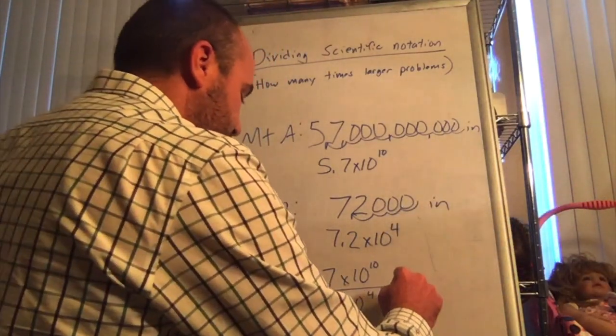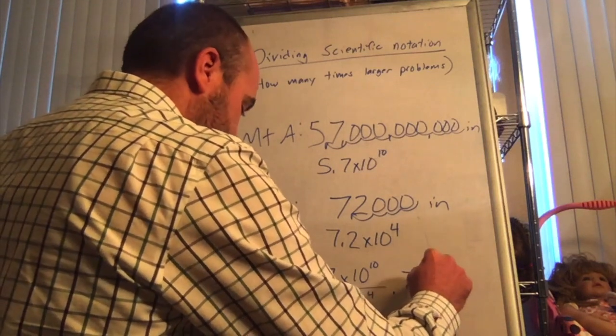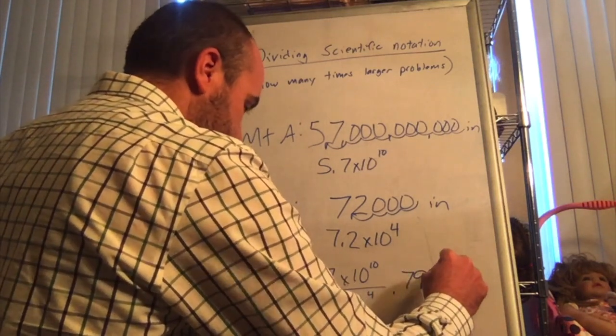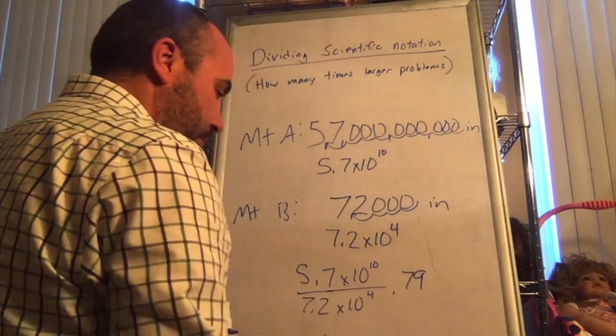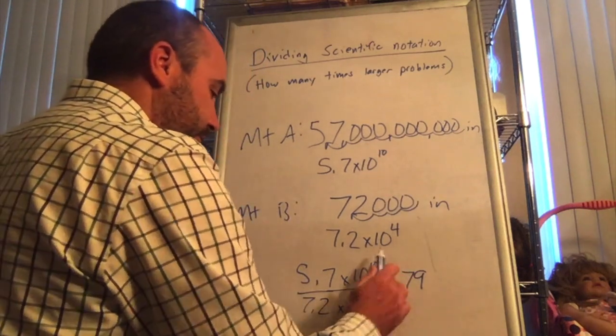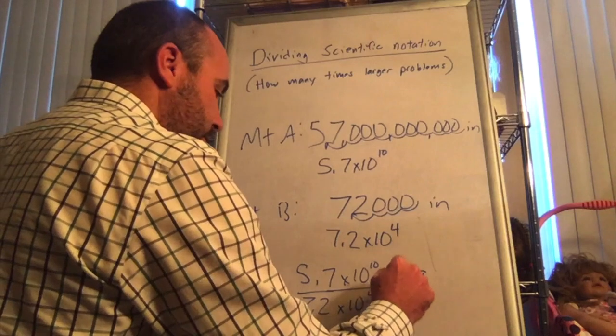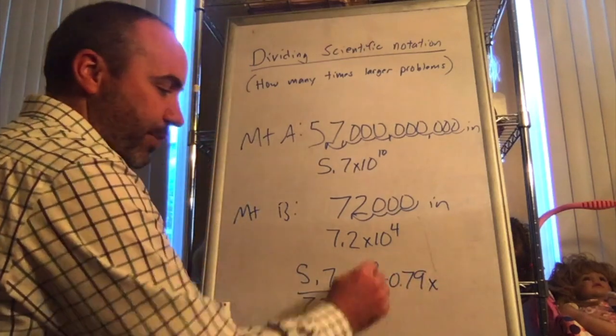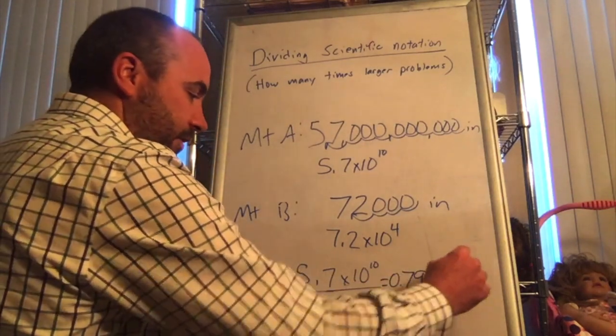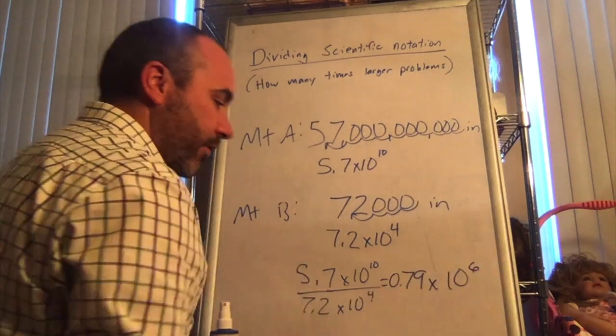So we'll say 0.79. Well, that's good. To the 7th. Yeah, so 0.79. So 0.79 there. And then once again, I'm subtracting my exponents. 10 minus 4 is 6.